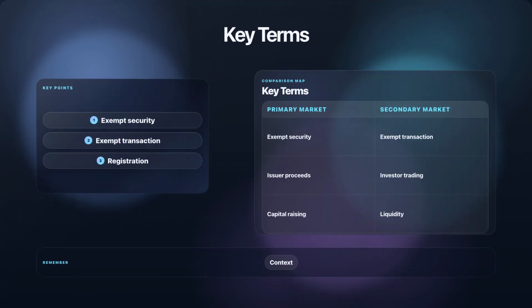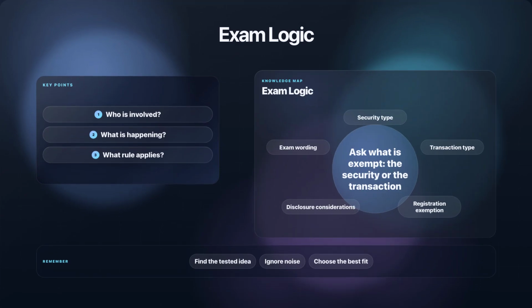Start by separating the key terms. For this topic, pay attention to exempt security, exempt transaction, registration, and context. The SIE often rewards candidates who can recognize a term and then connect it to the correct function, risk, document, or rule. When a question tests exempt securities versus transactions, ask 4 questions.